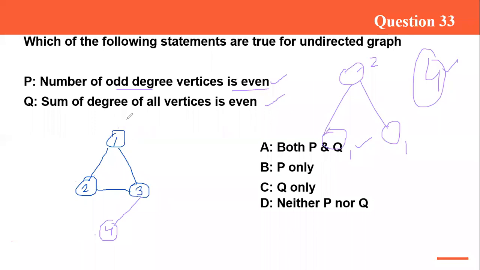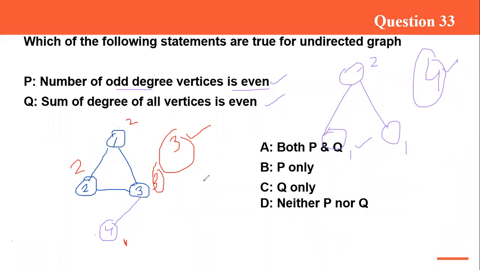Okay, see here, degree of 1 is 2, degree of 2 is 2, degree of 3 is 3, degree of 4 is 1. Number of odd degree vertices is even. How many vertices are there? Even number of vertices. Degree is what? Odd. What is the degree we got? 3. 3 is the degree, right? Got it? Understood that? The degree is 3 still.